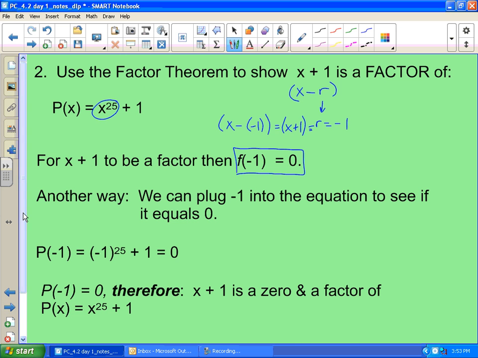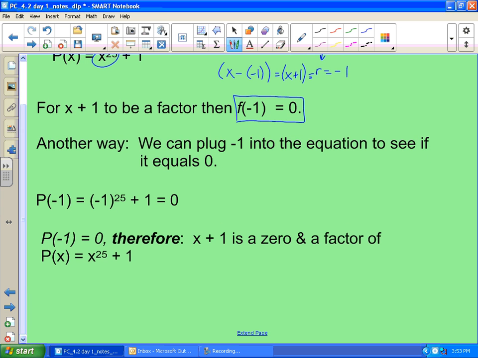So what if we just directly plug it in with substitution? That's what's happening right here. We plug a negative 1 in there. Negative 1 to the 25th power is negative 1. And negative 1 plus 1 is equal to 0. So, yep, p of negative 1 equals 0. So x plus 1 is indeed a factor of that polynomial.